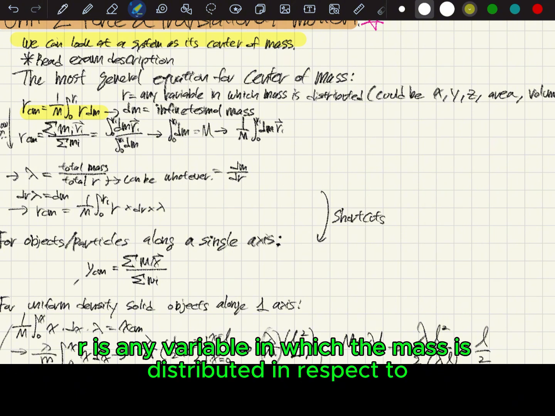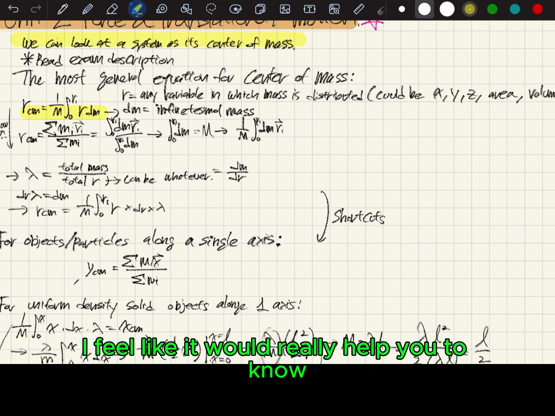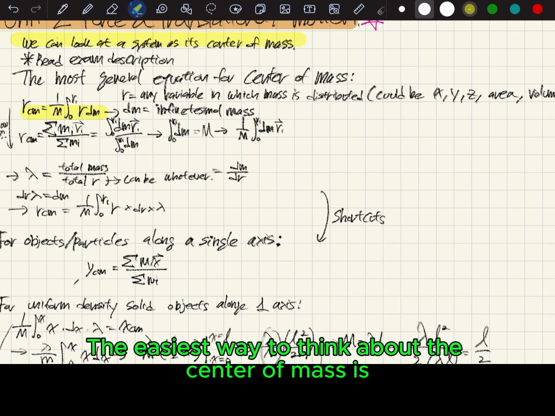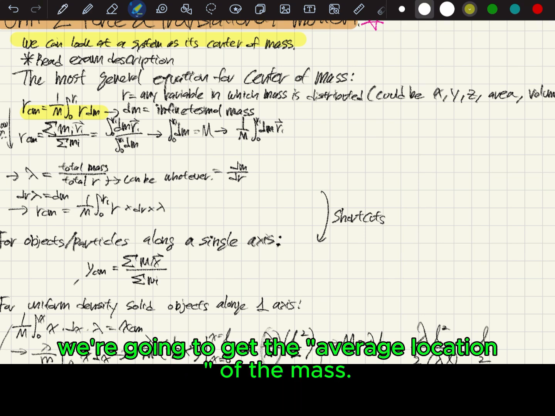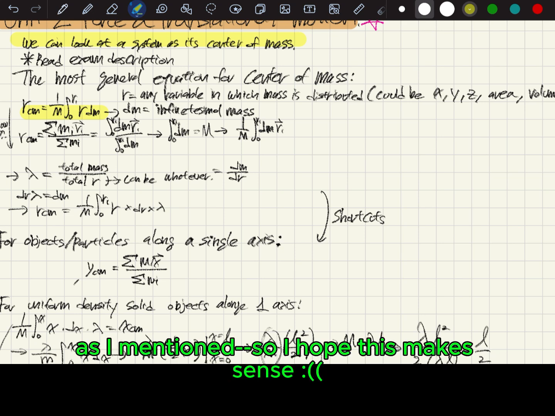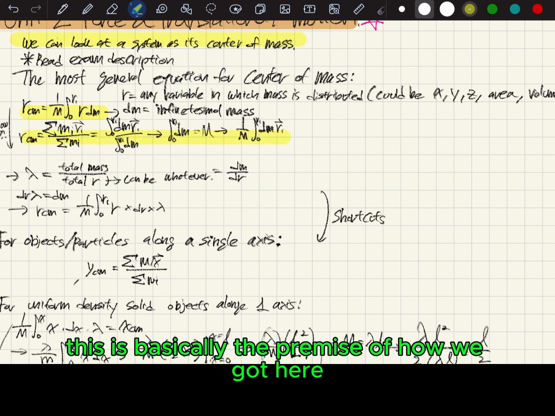R is any variable in which the mass is distributed with respect to. dm is the infinitesimal mass. I feel like it would really help you to know how exactly we got here. The easiest way to think about the center of mass is that we're going to get the average location of the mass with respect to a certain variable, as I mentioned. I hope this makes sense because this is basically the premise of how we got here.